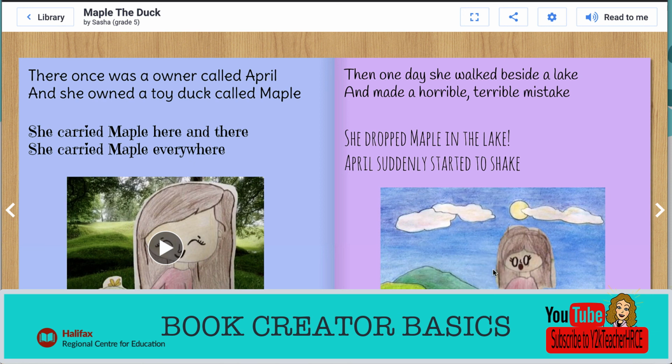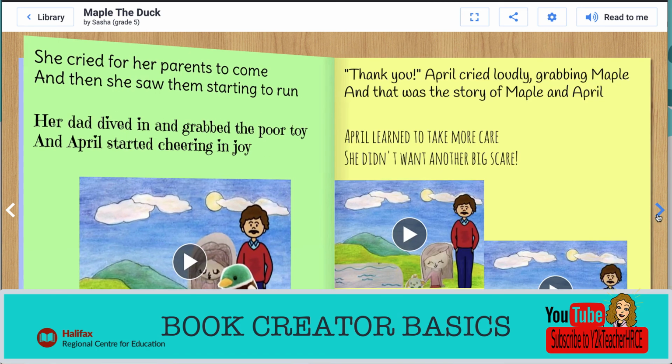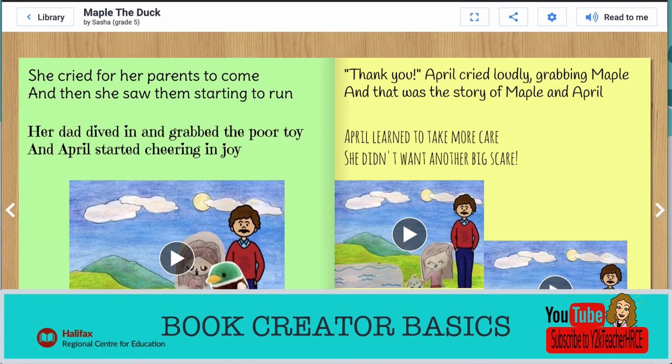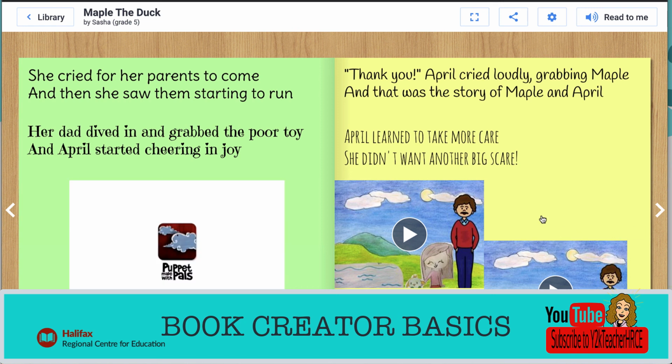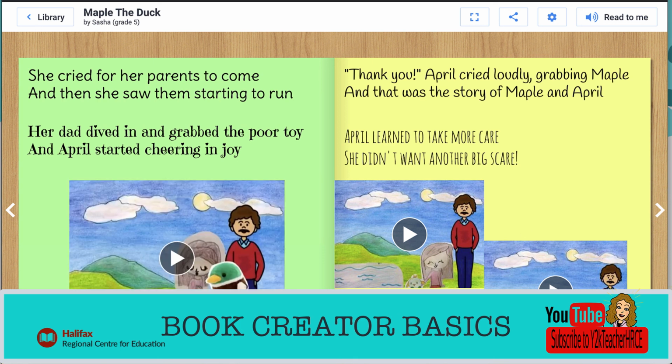Then one day April walked beside a lake, and she made a horrible, terrible mistake. She dropped Maple in the lake. April suddenly started to shake. And a lot of app smashing is happening in this book where two apps are being used together to create a final polished book. April cried for her parents to come, and then she saw them starting to run. Her dad dived in and grabbed the poor toy, and April started cheering in joy. So again, this is another great example of how students can work cross-curricularly to create a book.